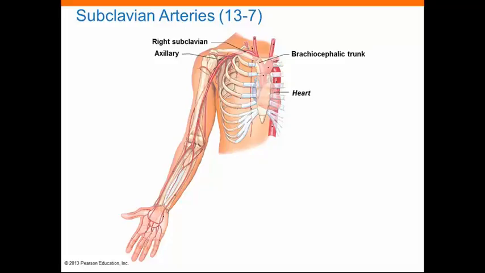And after passing the first rib, the subclavian gets a new name, the axillary artery. This artery crosses the armpit and becomes the brachial artery, which provides blood to the radial and ulnar arteries. And at the palm, they form anastomoses of the palmar arches and branch into the digital arteries.